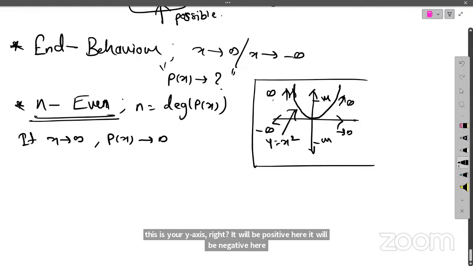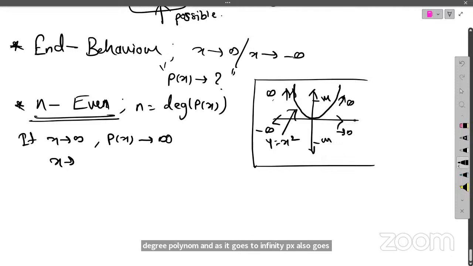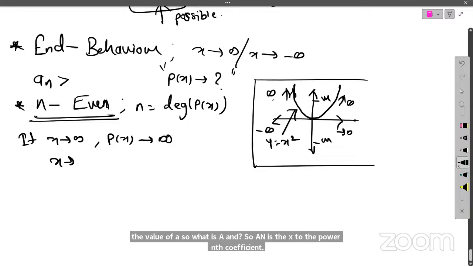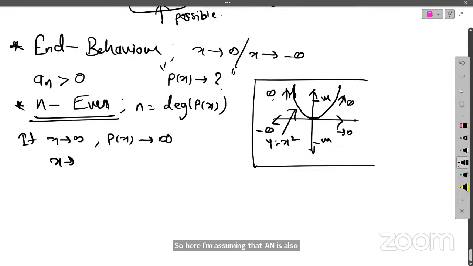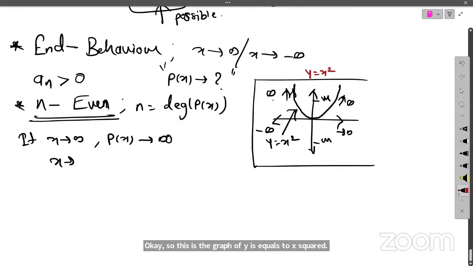So the y values are growing to infinity. That's why we say that in the case of an even degree polynomial, as x goes to infinity, P(x) also goes to infinity. Here I have to consider one more thing, which is the leading coefficient of the polynomial. Leading coefficient means the value of a_n, the coefficient of x to the power n. Here I am assuming that a_n is strictly greater than 0. So this is the graph of y = x square.